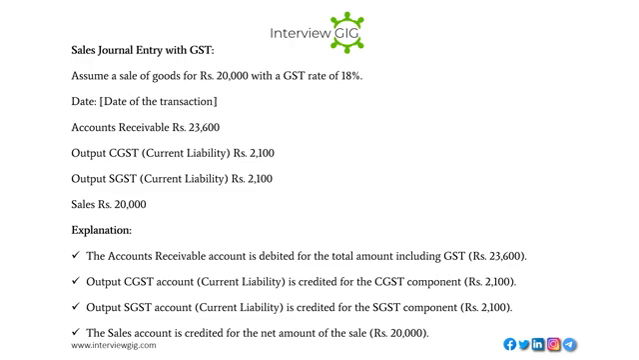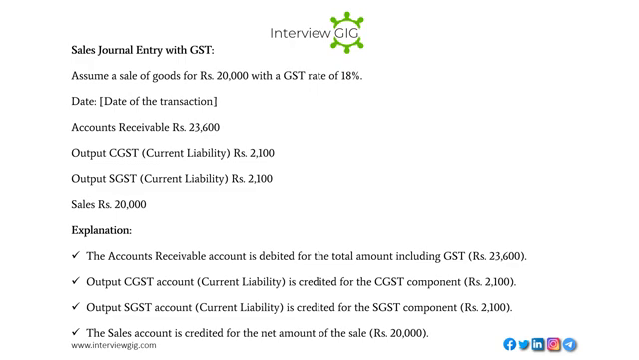Sales journal entry with GST. Assume a sale of goods for Rs 20,000 with a GST rate of 18%. Date of the transaction. Accounts receivable 23,600 rupees. Output CGST, current liability, Rs 2,100. Output SGST, current liability, Rs 2,100. Sales 20,000 rupees.